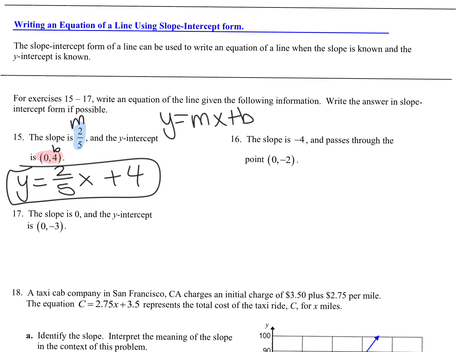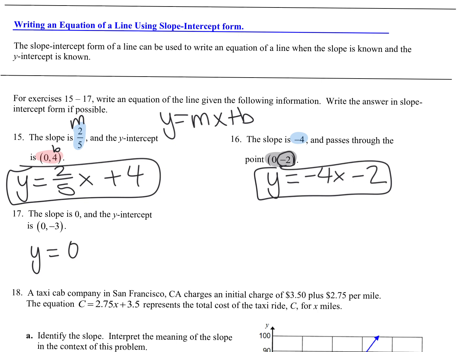Okay, so our slope this time is -4, and our y-intercept is -2. So that would be y equals -4x. And this time, since b is -2, we just put a -2 to show that. Okay? And then number 17, the slope is 0, and the y-intercept is 0, -3. So if the slope is 0, you could think of it as 0x minus 3, because that's our y-intercept. But since it is a 0, this part goes away, and we're just left with y equals -3. So remember, if the slope is 0, that does become a horizontal line.